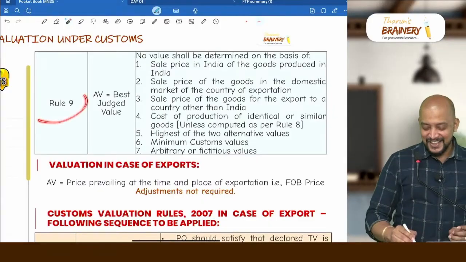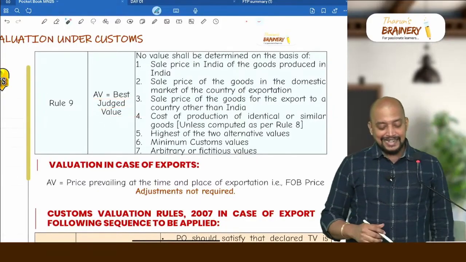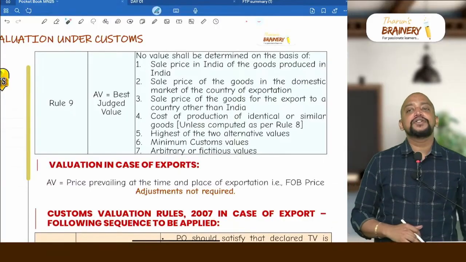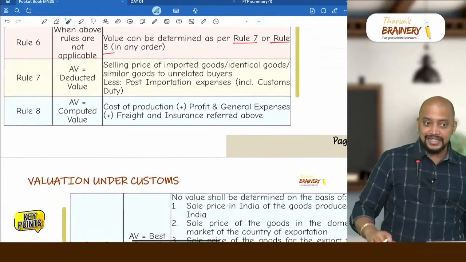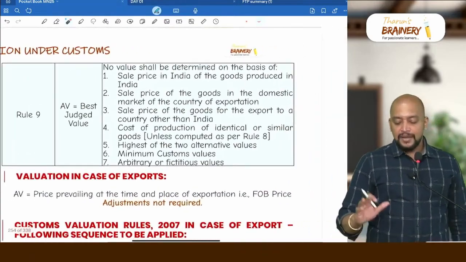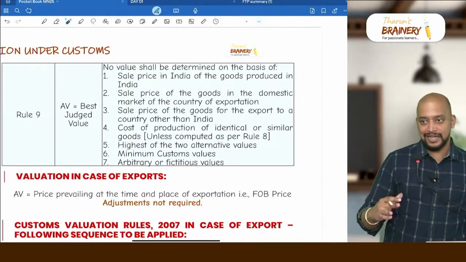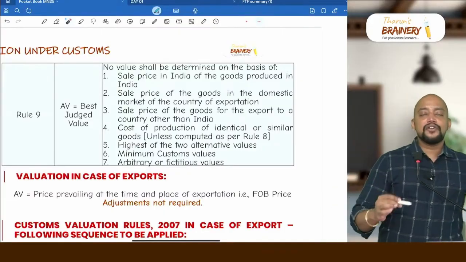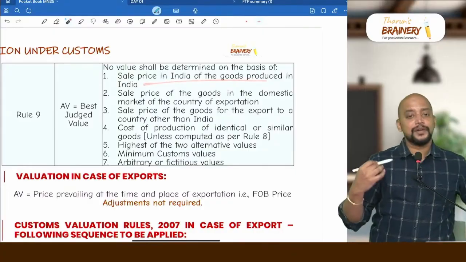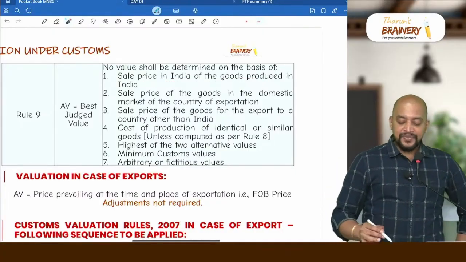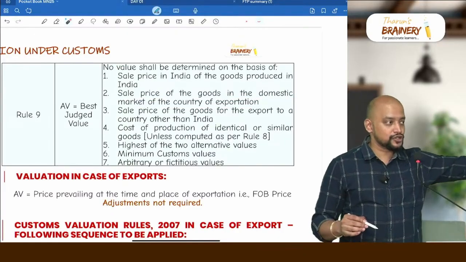So rule 9: assessable value equals best judged value, and this is the residual value. This residual value comes into the picture when all these fail; the assessing officer will determine it. But when he is determining the value, there are a few points to keep in mind. First, the assessing officer should not determine the value based on the selling price in India. And the selling price of the goods in the domestic market of the country of exportation also should not be taken.